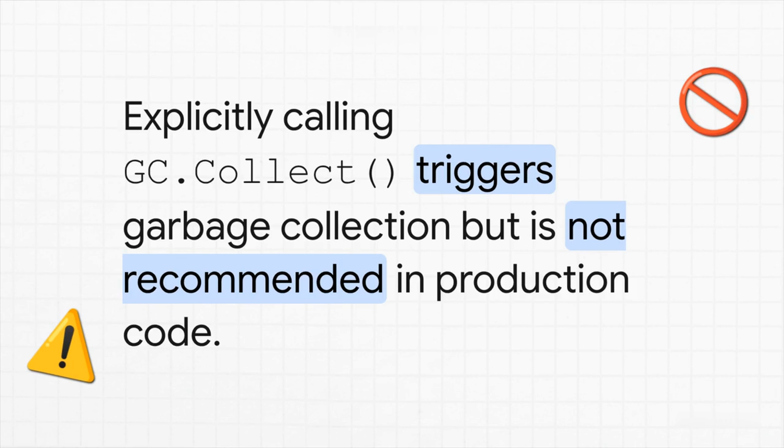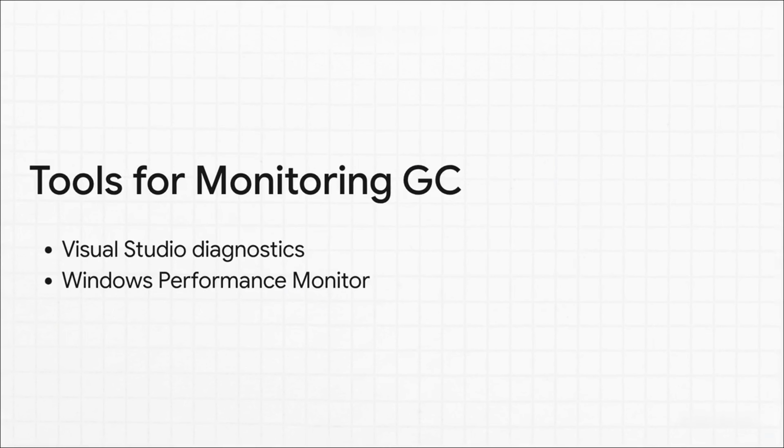It's smarter than us. So, how do you even know if you have a memory issue in the first place? Well, you don't have to guess. There are some fantastic tools out there. The diagnostic tools built right into Visual Studio are an amazing place to start. You can see how much memory you're using and track objects. And if you need to go deeper, you can use things like the Windows Performance Monitor to watch the GC counters and really understand what's happening under the hood.